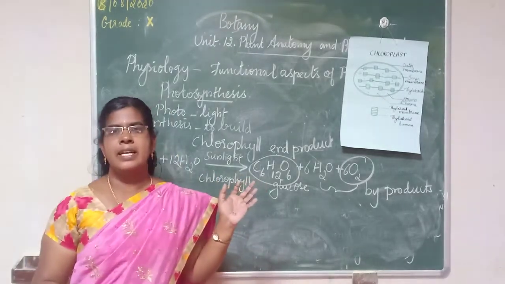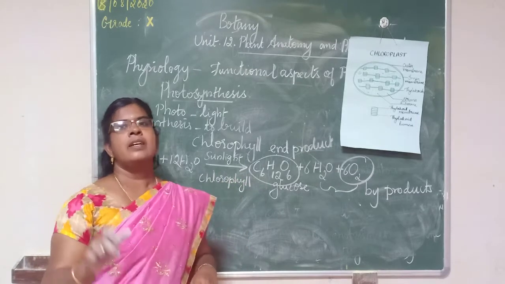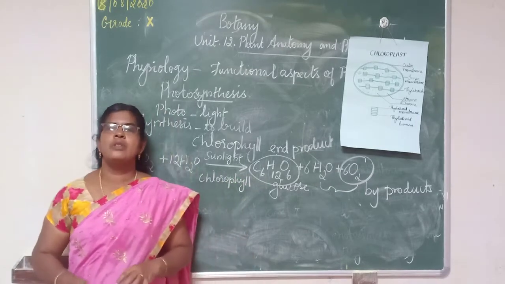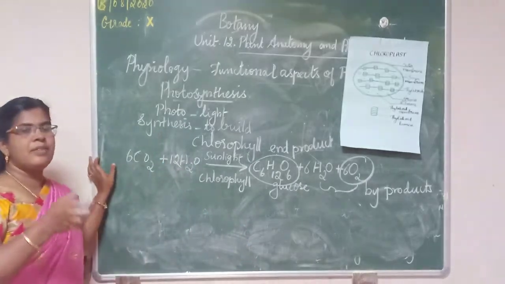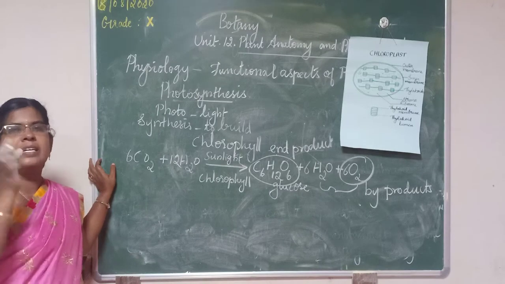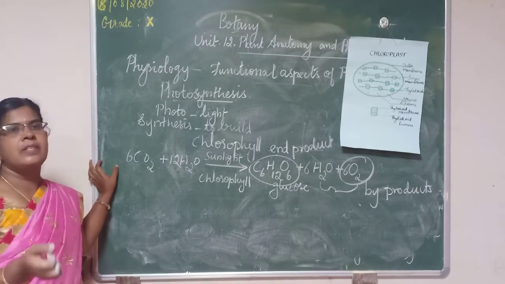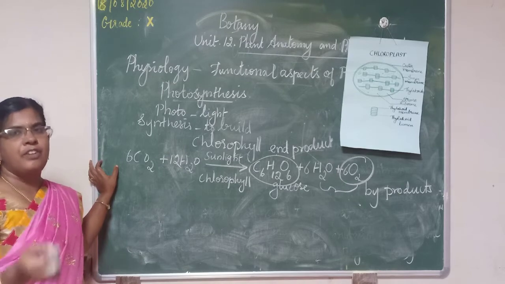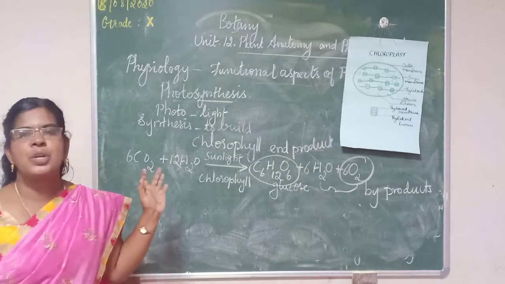Photosynthesis occurs in the green parts of the plant, especially leaves, stem and also the flower buds. Where does photosynthesis occur? It occurs in all green parts of the plant, such as leaves, stem and flower buds. Leaves are the very important organ for photosynthesis.